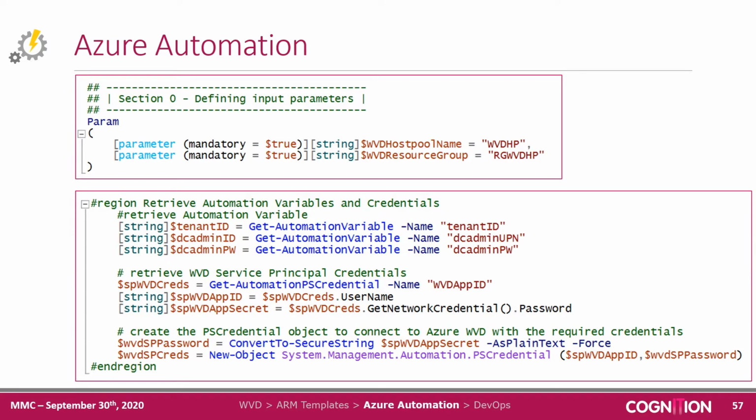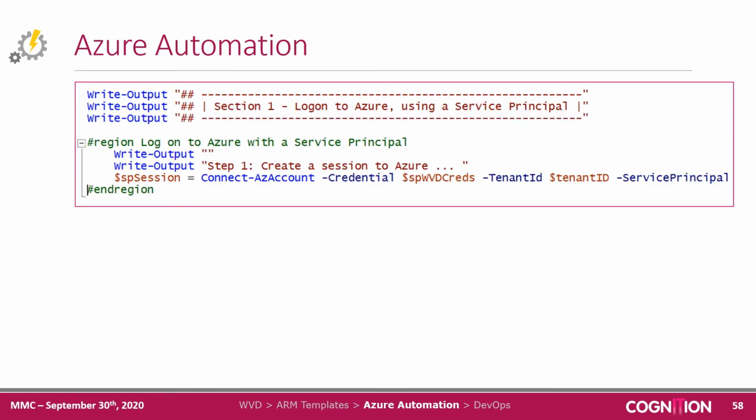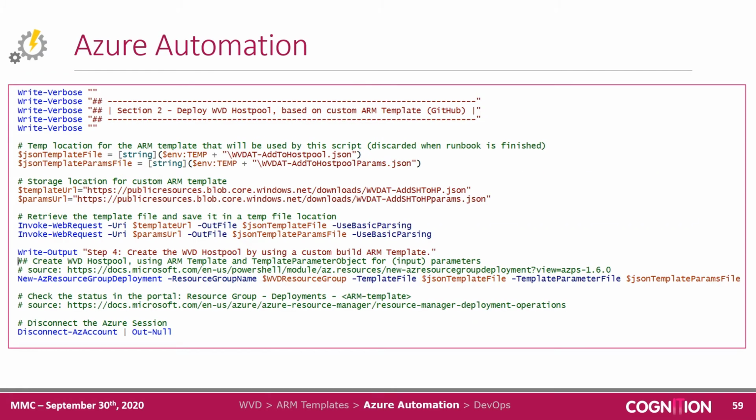The first thing mentioned was parameters. So this allows me to build in some more flexibility into the runbook. The other thing is that I'm now using automation variables and automation credentials to get those secrets, to import the secrets into my script. And then I can still use that non-interactive Connect-AzAccount commandlet to build my session to Azure and to be authenticated.